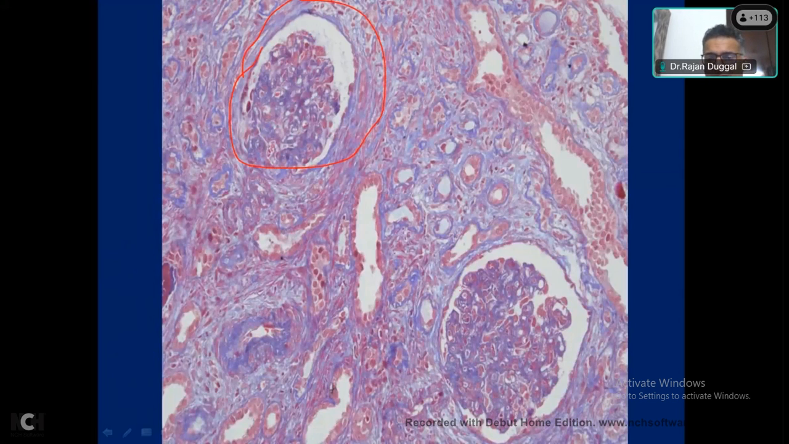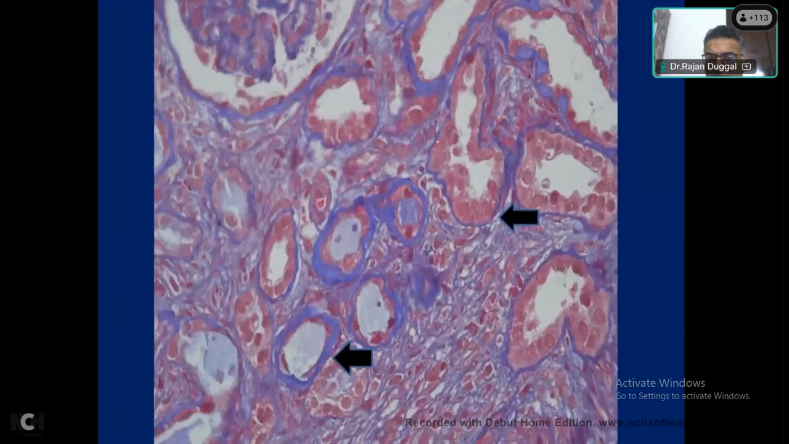So here you can see, on the Masson trichrome stain, this is ischemic wrinkling of the glomerulus, and you can see there is a lot of bluish stuff. Even the tubular basement membrane is appearing very bluish. That suggests there is a lot of fibrosis which is going on in this biopsy.